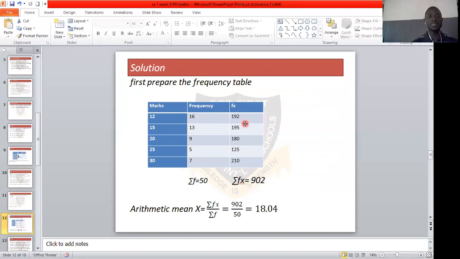Follow the details. So 15 occurs 13 times. If you multiply this way, you get 195. You have to construct that too. 20 times 9 will give 180.